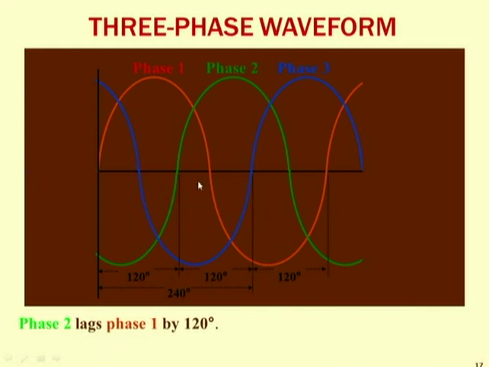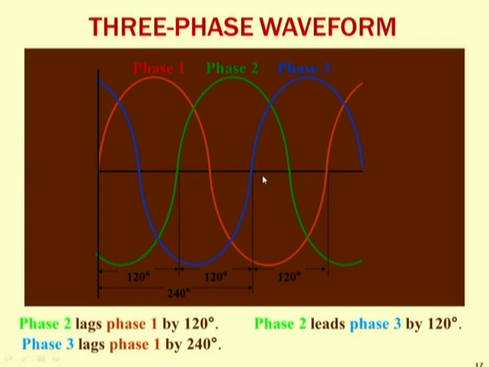As the three windings or three conductors are placed 120 degrees apart, you can see that this is your phase 1, which starts from 0. Phase 2 starts from 120 degrees, so phase 2 lags phase 1 by 120 degrees. Phase 3 starts 120 degrees after phase 2, that is, after 240 degrees of phase 1, so phase 3 lags phase 1 by 240 degrees. The same thing can be told like this: phase 2 leads phase 3 by 120 degrees, and phase 1 leads phase 3 by 240 degrees.